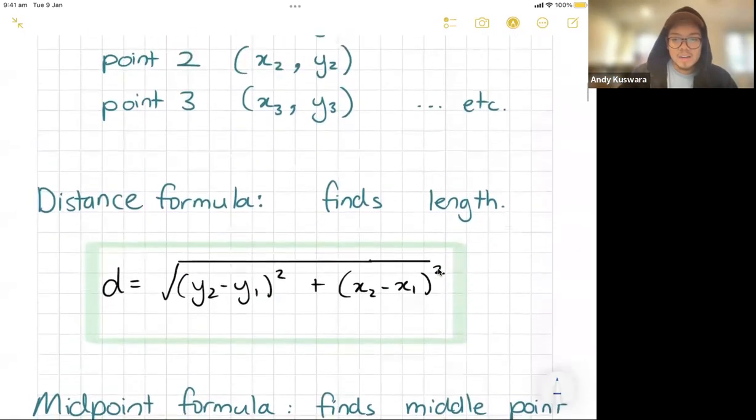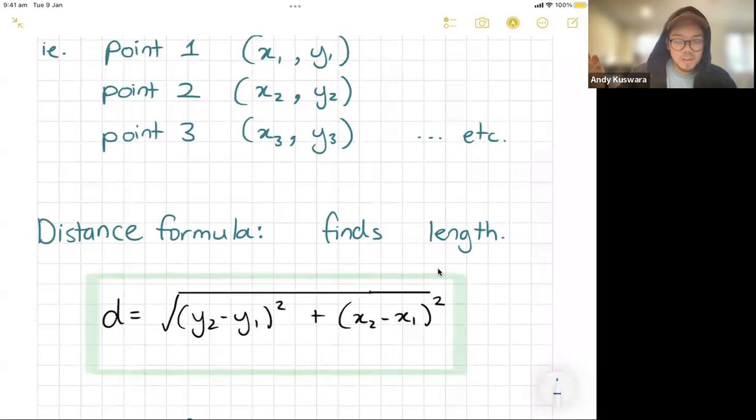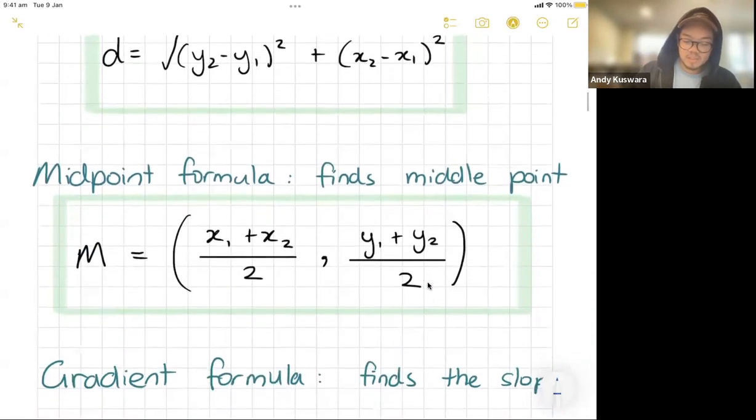Okay. Now with distance formula, I hope it makes sense that you're finding a length between 2 points, and your distance formula is given by this here. So it's very similar to Pythagoras theorem. You'll notice that there's some squares in a square root. In this case, it's going to be y2 minus y1 in brackets squared plus x2 minus x1 in brackets squared, and then that whole thing square rooted. That gives you the distance.